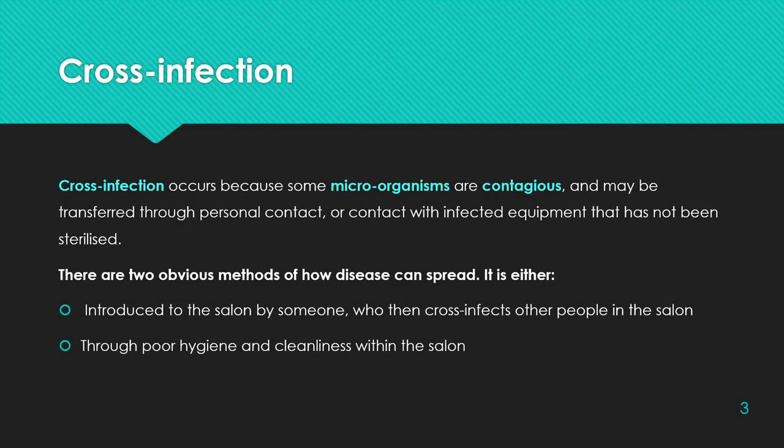Cross-infection. Cross-infection occurs because some micro-organisms are contagious and may be transferred through personal contact or contact with infected equipment that has not been sterilized. There are two obvious methods of how disease can spread. It is either 1. Introduced to the salon by someone who cross-infects other people in the salon. 2. Through poor hygiene and cleanliness within the salon.